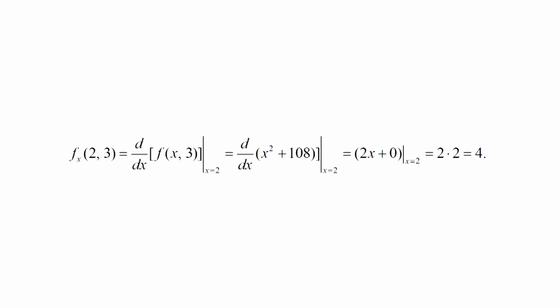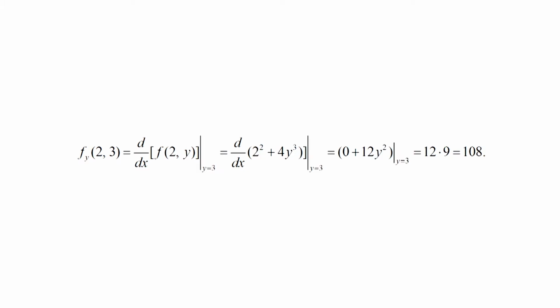Hence, f_x(2,3) is equal to d/dx of f(x,3) evaluated when x is equal to 2, which is equal to d/dx of x² + 108 evaluated when x is equal to 2, which is equal to 2x + 0 evaluated when x is equal to 2, which is equal to 2 times 2, which is equal to 4.